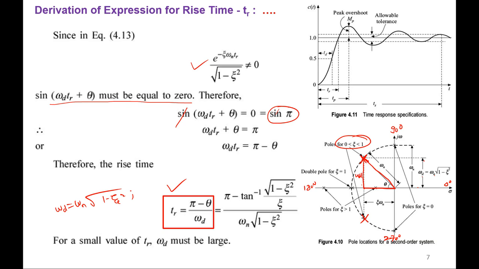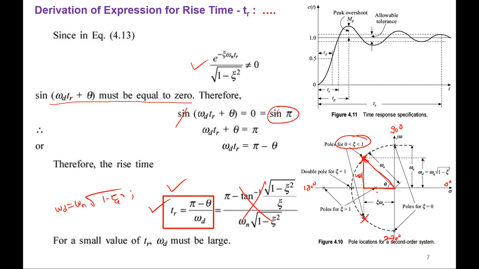Then what is this theta I want? Tan theta equals opposite by adjacent. So this is omega d divided by z omega n, which is omega n root of 1 minus z square divided by z omega n. Omega n will get cancelled. So theta is equal to tan inverse of root of 1 minus z square by z. This is the value of theta. No need to substitute here, so take only this form, because we know what theta and omega d are by looking at this diagram. So the rise time tr is equal to pi minus theta by omega d.